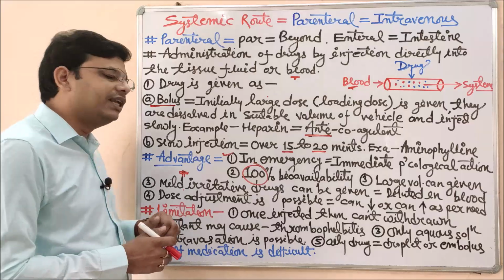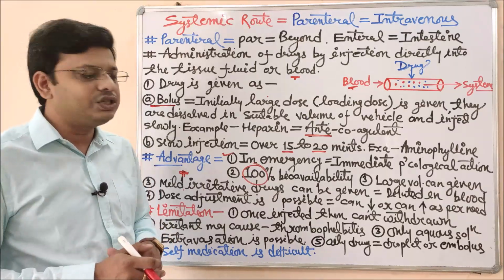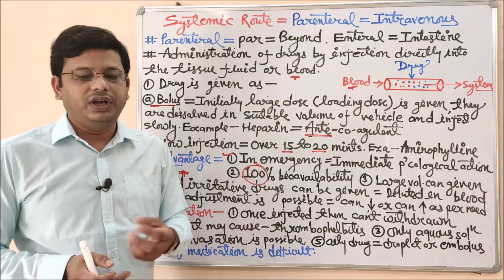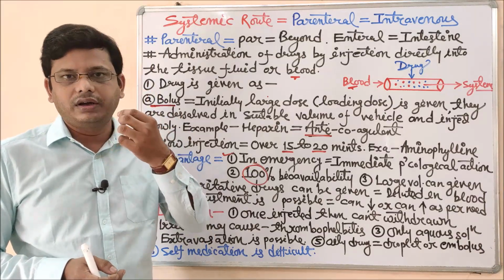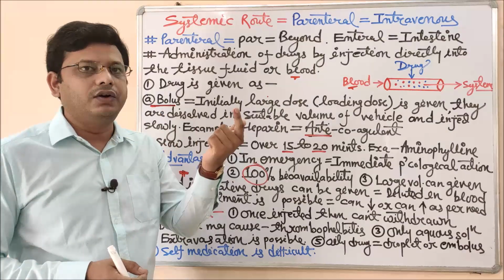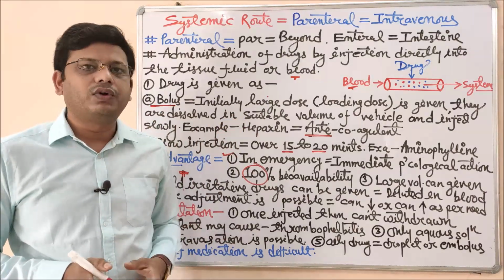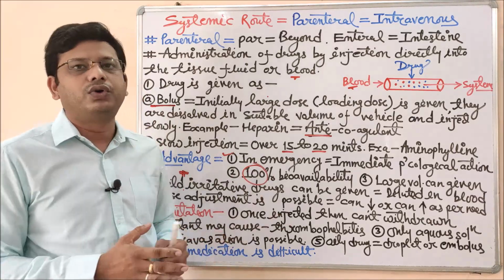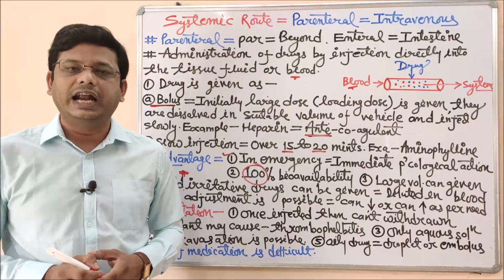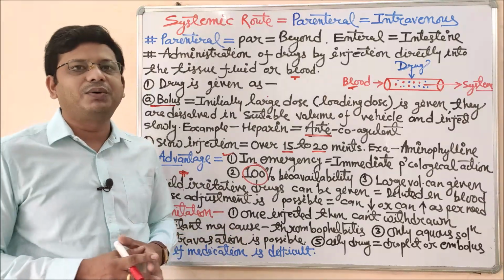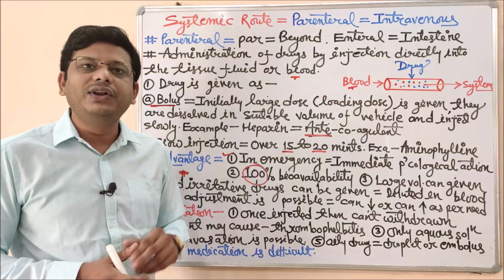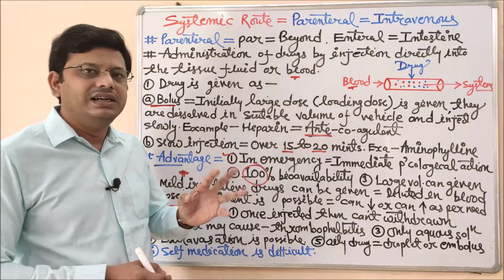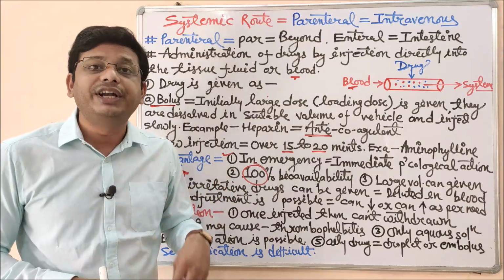The next one is the limitations. What are the basic limitations of this route of drug administration? First, once injected, the drug cannot be withdrawn. Unlike the oral route, if you have taken a wrong drug, you can realize it and vomit it out, even after some time by placing your finger. That is possible with the oral route, but in case of the intravenous route, how will it be possible? How will you remove the drug from the blood, except in a few cases of dialysis? So this is a limitation actually.